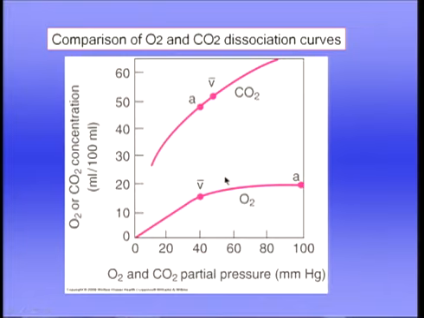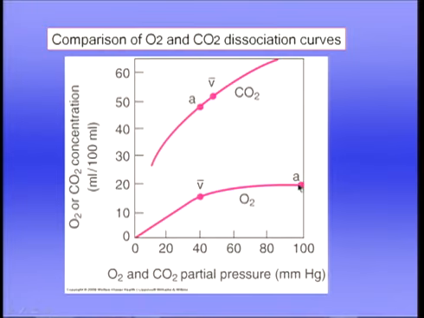Let's have a last look at the oxygen and CO2 dissociation curves. We've got them both on the same axes here, and immediately you can see that the CO2 dissociation curve is much more linear and much steeper than the oxygen dissociation curve. And one of the results of that is that the difference in partial pressure between the arterial and the mixed venous blood is very much less for CO2 than it is for oxygen.